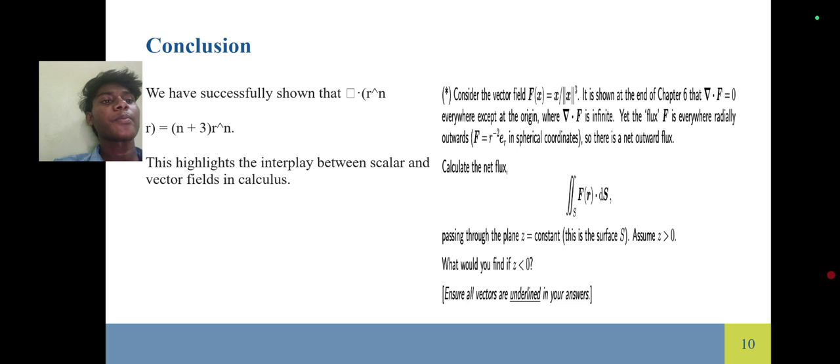Here is a problem. Consider the vector F equal to r hat over r squared, as in chapter 6. Del dot F except at the origin is zero, yet at the origin del dot F is infinite, and the flux of F is everywhere directed outwards. F equals r power minus 2 times r hat in spherical coordinates. So there is a net outward flux. Calculate the net flux passing through the plane at constant z. This surface assumes z greater than 0. What would you find if z is less than 0?